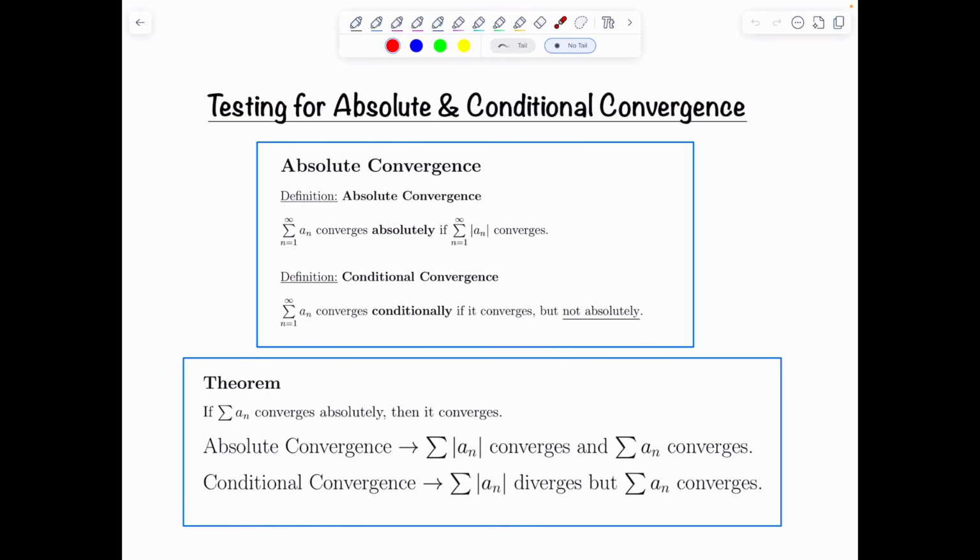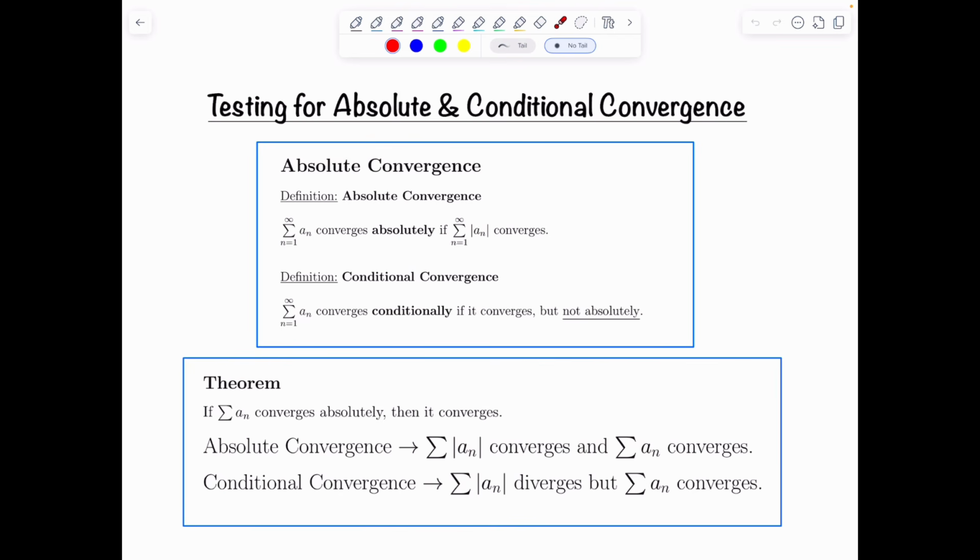You're not alone. Okay, absolute convergence is when you take the absolute value of the terms of your series and it converges. So we say the original series converges absolutely if the sum of the absolute value of the terms converges. Great. Now, conditional convergence is when the original series converges, but not absolutely. So that means if you take the absolute value of the terms, then it would diverge. But as is, the OG series, it will converge.